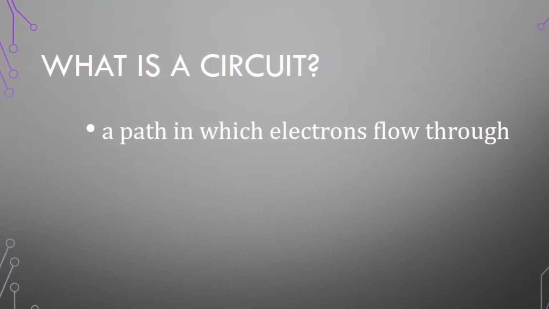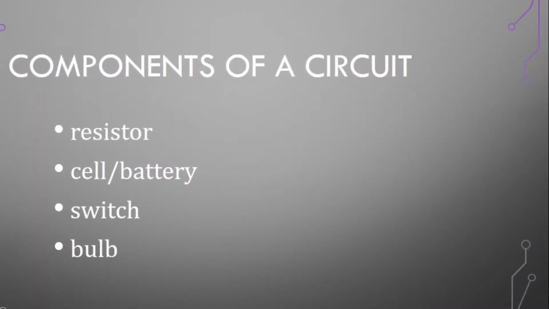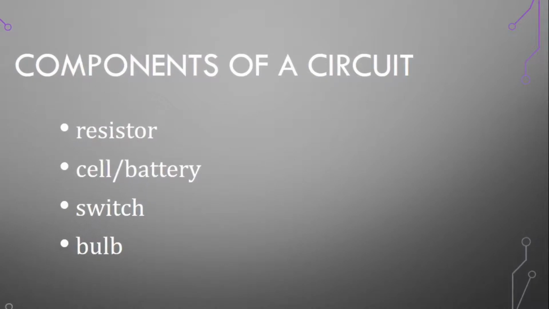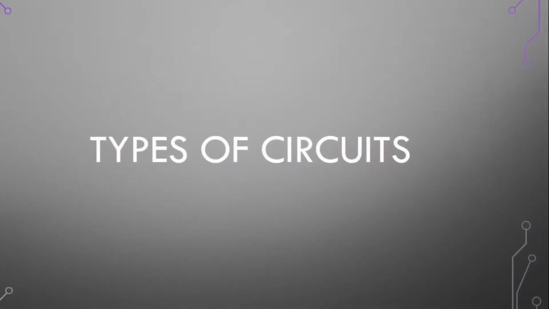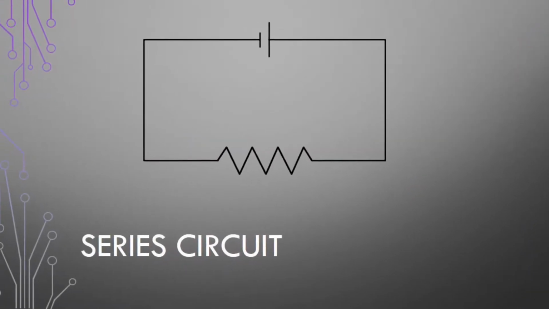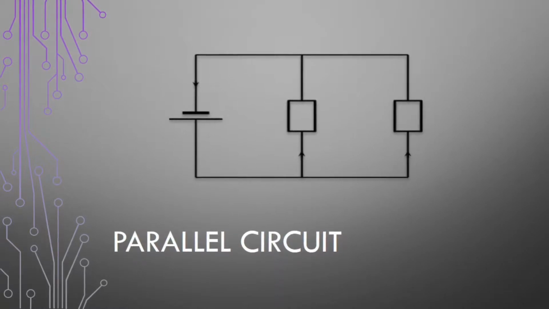A circuit is a path in which electrons flow through. When drawing a circuit, there are many components, like a resistor, cell or battery, switch, and bulb. There are two types of circuits, a series circuit and a parallel circuit.